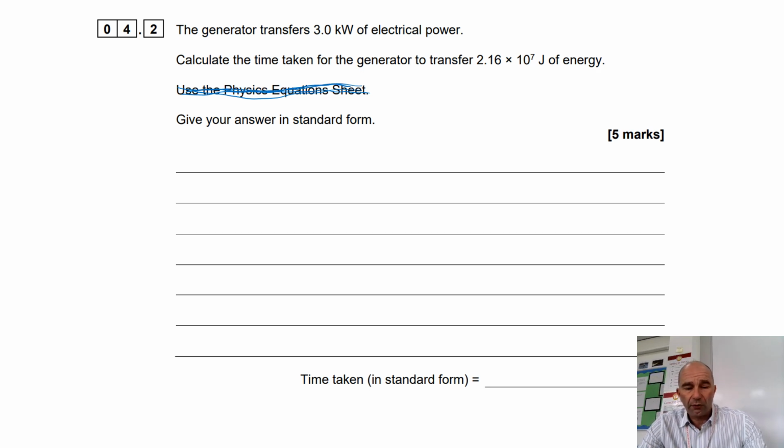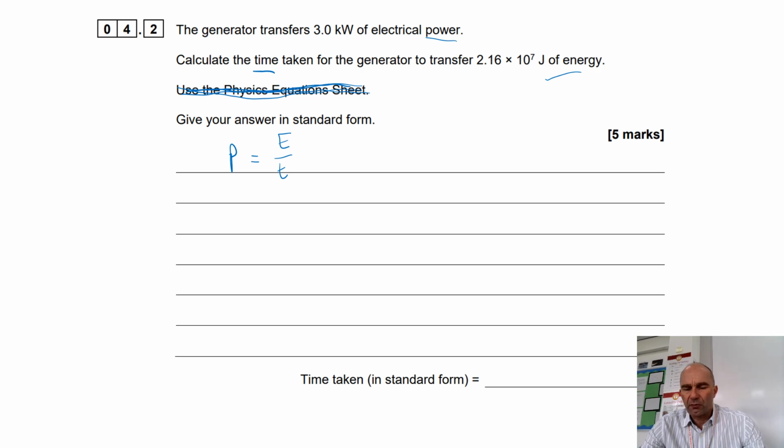Now, we do need to take note: we need to give our answer in standard form. Now, this calculation is worth 5 marks, so you should be very suspicious of this. Normally, I'd say if it's 5 marks, we're using 2 formulas, but in this particular case, that definitely isn't the case this time. Now, we've got power, we've got time, and we've got energy. So, think about one of our power equations. Power equals energy over time. So that's actually the formula we're going to be using.